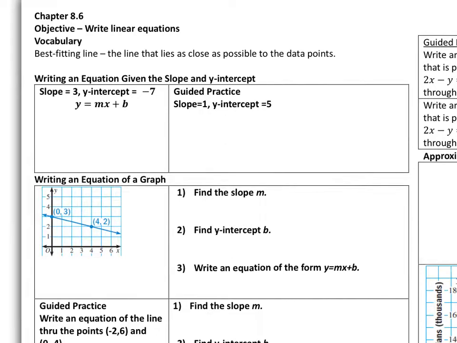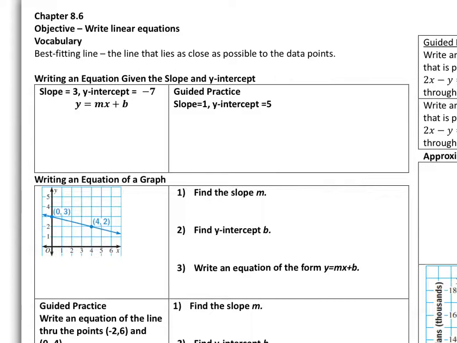8.6, write linear equations. Before, you have been given an equation and you were being asked to find the slope and the y-intercept. Now we're going to do the opposite. You're going to be given the slope and the y-intercept, and you're going to be asked to write the equation.